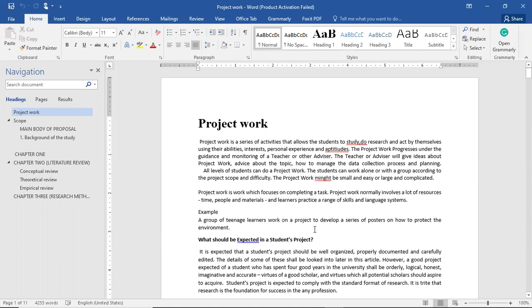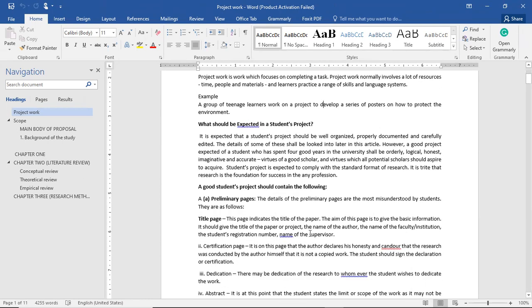We said project work is a series of activities that allow students to undertake a study or research by themselves or in groups, using their abilities, interests, and personal experience. And project work is done under the guidance of a supervisor, a mentor, a teacher, or an advisor.